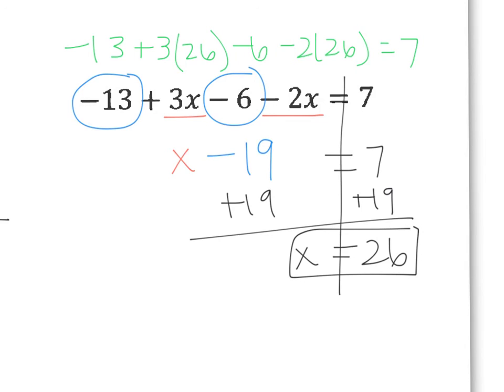So I have negative 13 plus 3 times 26, and that equals 65. So right here, I've got 65. Whoops, if I can write that in. 65. Then 65 minus 6 is 59. Minus 2 times 26 comes out to be 7. So we know we are correct.